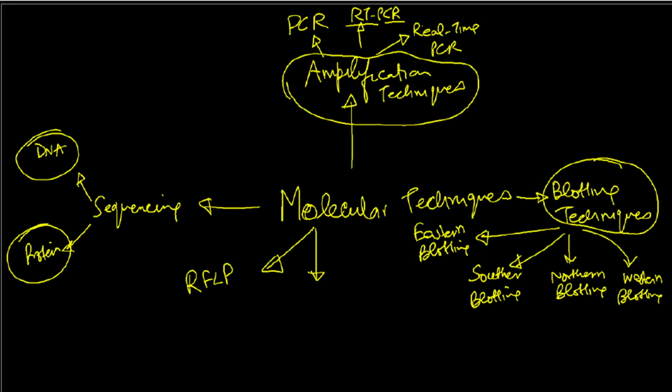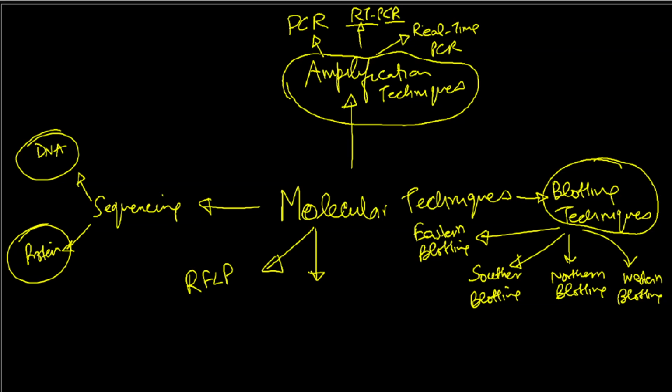Today we'll be discussing three blotting techniques: southern blotting, northern blotting, and western blotting. Eastern blotting, we are not going into the details, although this type of blotting is used when any carbohydrate molecule is involved, basically for post-transcriptional and translational modifications. In that case, we go for eastern blotting.